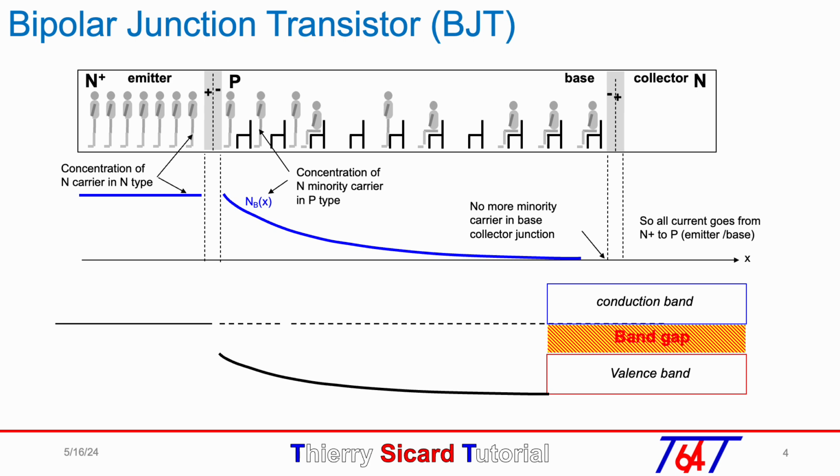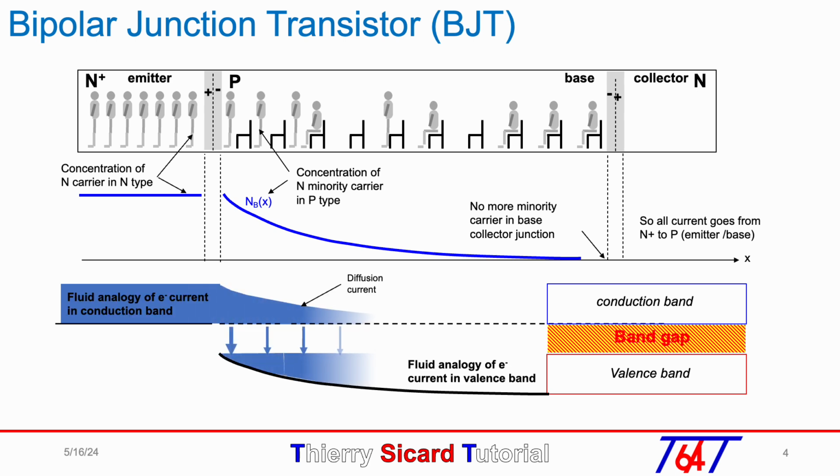With the water channel analogy, the fluid representing the electron current in the conduction band is completely transferred, or recombined, into the electron current in the valence band. Because the base width is much longer than the N minority carrier diffusion length, the bipolar transistor effect does not work. The NPN looks like an NP junction biased in direct, in series with a second PN junction biased in reverse.